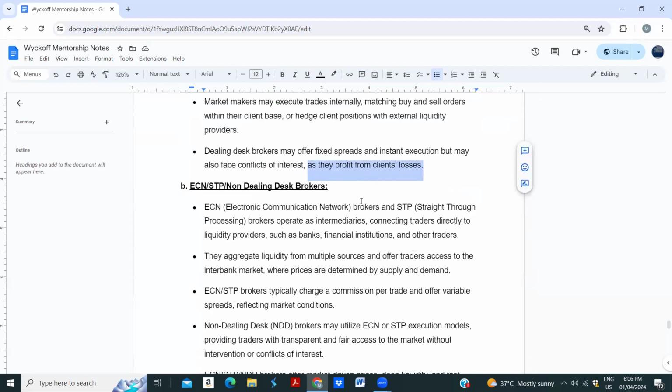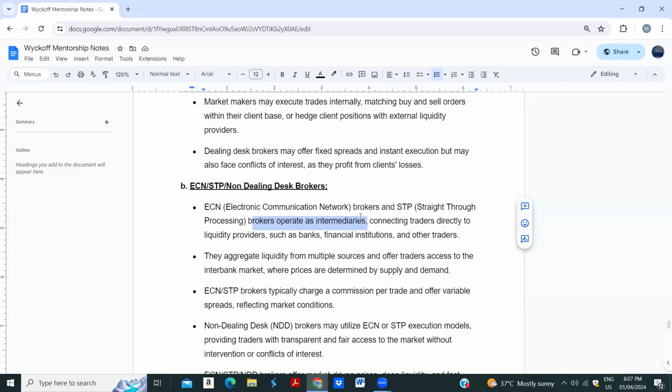Now, the second type of brokers are the ECN and STP brokers. STP is known as straight through processing, or the no dealing desk brokers. ECN is also known as electronic communication networks brokers, and STP brokers, which is straight through processing brokers, are also known as the non-dealing desk brokers. They operate as the intermediaries.